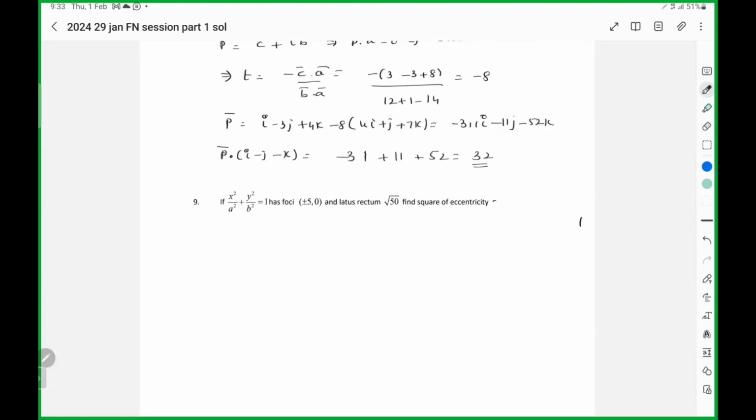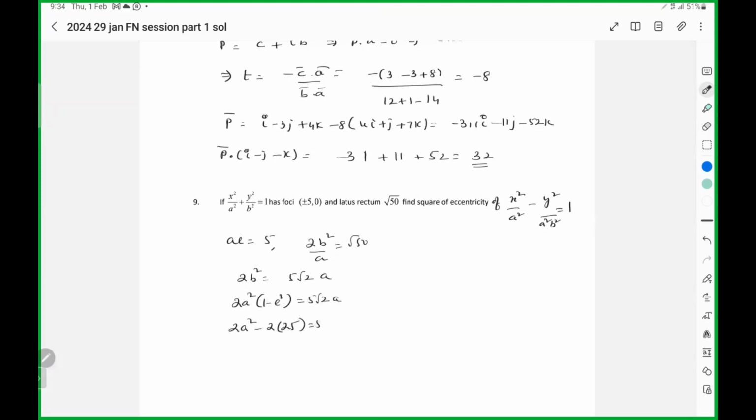Here the eccentricity question was copied wrongly. A square B square is 1. Here foci is given. Latus rectum has a formula, root 50. 2b square is 5 root 2 times a. A square into 1 minus e square is 5 root 2a. 2a square, AE is 25, 5 root 2a.